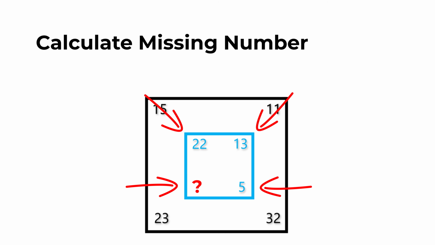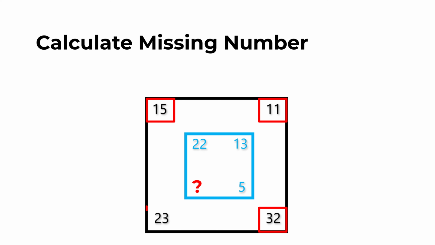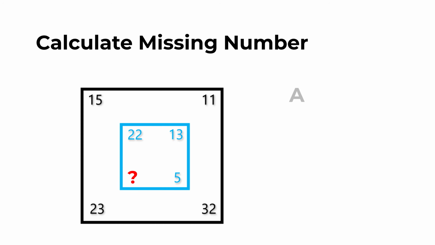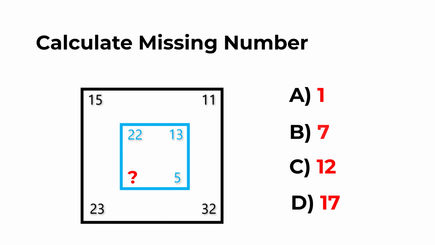If we start looking at the numbers in the upper left corner and go clockwise, you see the numbers 15, 11, 32, and 23. In the smaller square, the numbers are 22, 13, and 5. And one number is missing. This is the one that you need to calculate. Your choices are choice A, 1, choice B, 7, choice C, 12, choice D, 17.